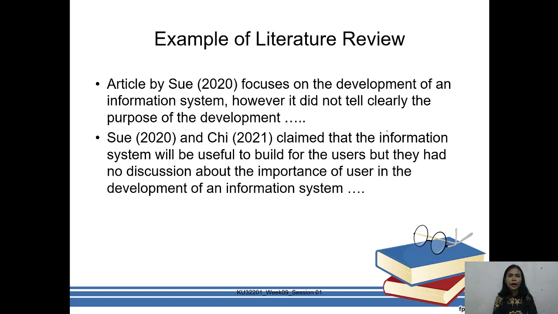Okay, article by Su 2020 focuses on the development of information system. However, it did not tell clearly the purpose of the development of the information system, for example. Therefore, in my research, I'm going to focus on explaining the purpose of the development of this information system because it is important to blah blah blah. Okay, so something like that.